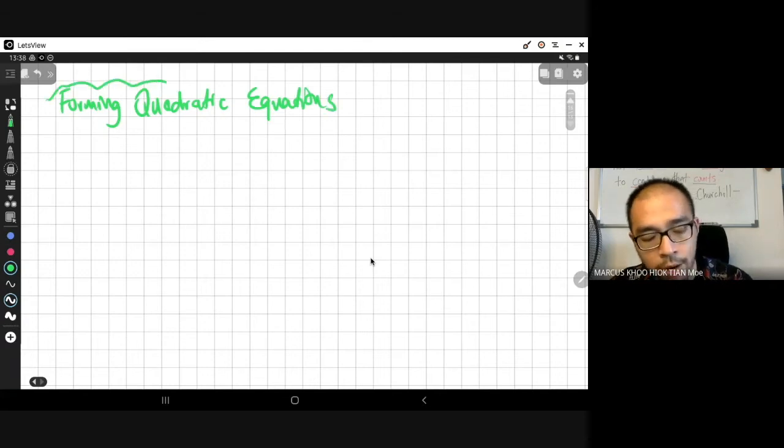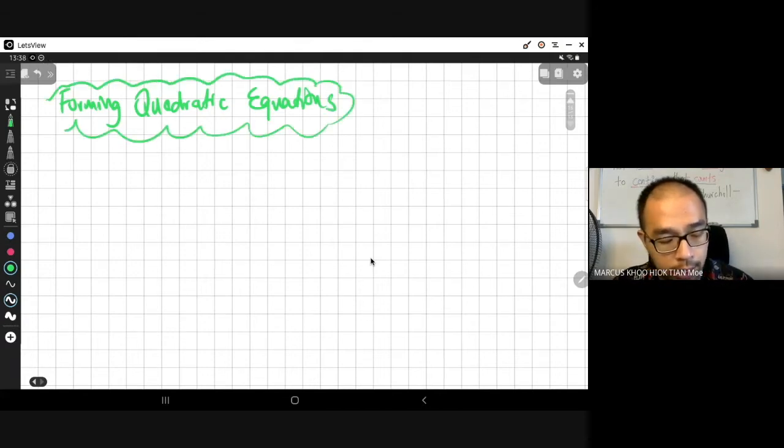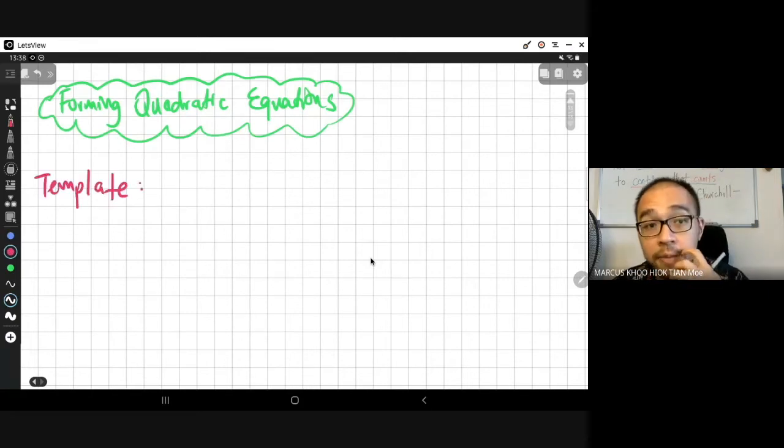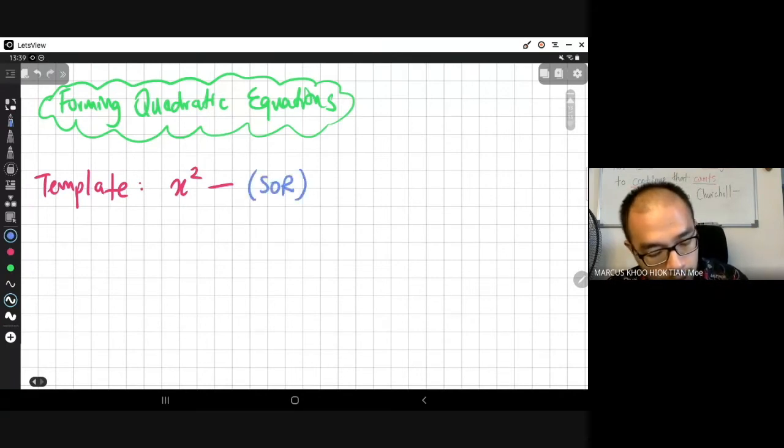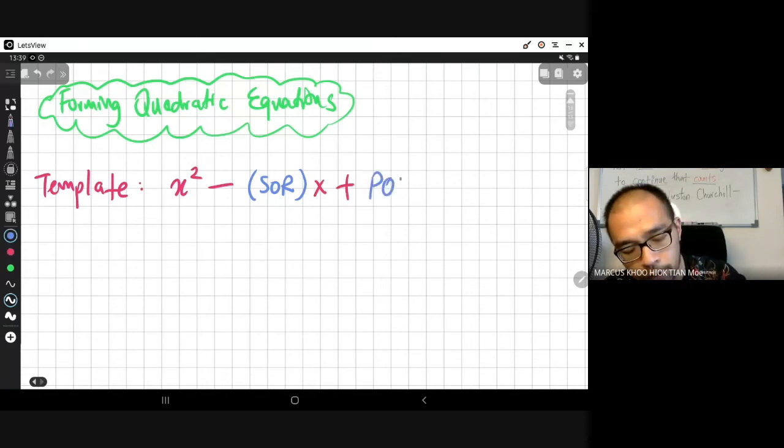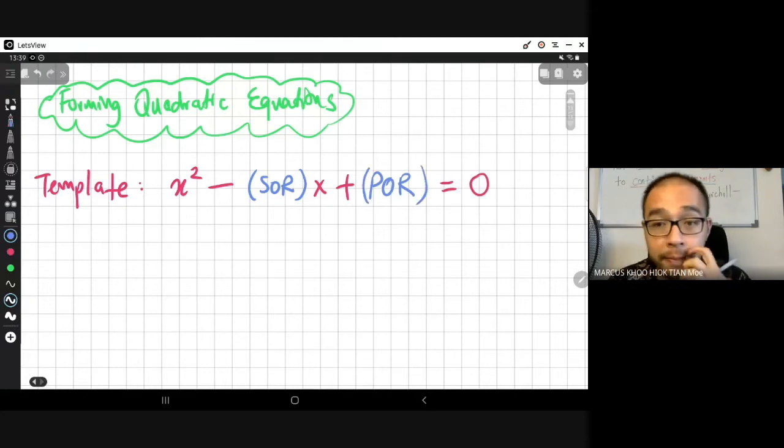Now when we are forming quadratic equations, sebenarnya ada satu template tau. There is a template atau satu acuan yang biasanya kita selalu pakai, and the template is in terms of the sum of roots and the product of roots. So the template for a quadratic equation is x squared minus the sum of roots x plus the product of roots equals 0. Ini kita punya template.